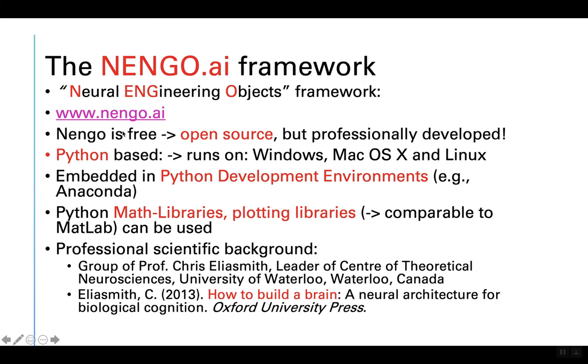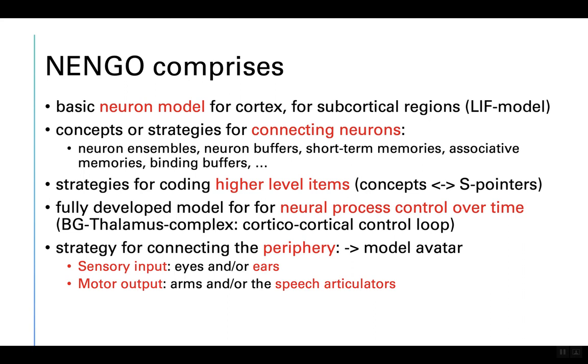And not just the NENGO environment is professional from the software aspect and from the software engineering aspect. It is also professionally developed from the scientific background. Professor Chris Eliasmith, leader of the Center of Theoretical Neuroscience at the University of Waterloo in Canada, developed these models and the background for these NENGO models over years. And this is summarized in his book, How to Build a Brain. So, last but not least, for this first video, I would give an overview of what I will do in the next video. I will go into the details of NENGO, but what does NENGO comprise?